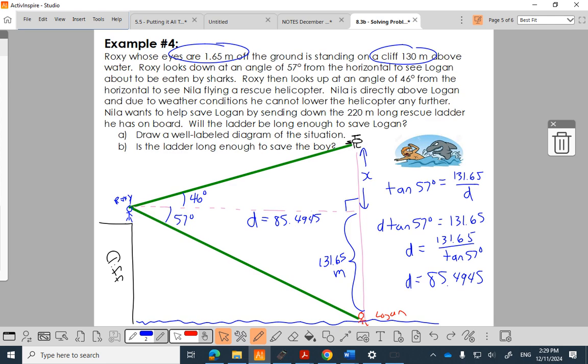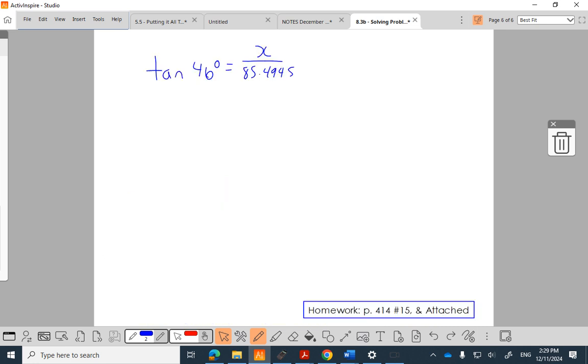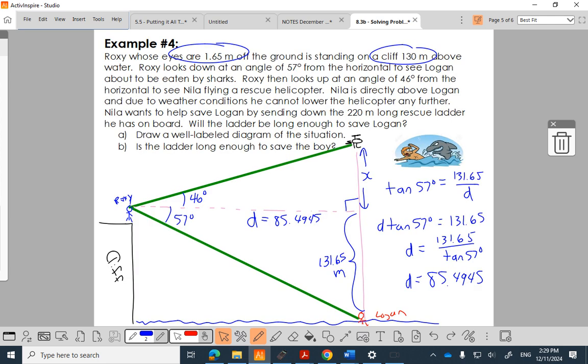Just to go AP a little bit, we didn't even have to type this in. We could have taken this and made it the D: 131.65 over tan 57, then taken it along and multiplied that. So you can keep perfectly accurate if you want to. But we don't have to do that here. I'm just dipping my toe in, saying there are ways to make this all stay perfectly accurate, by the way.